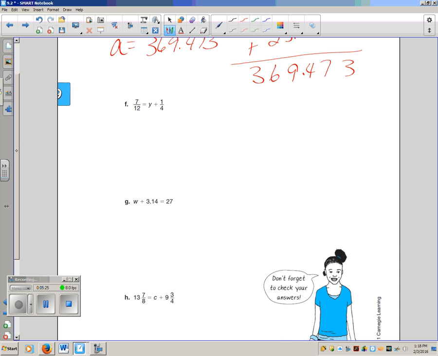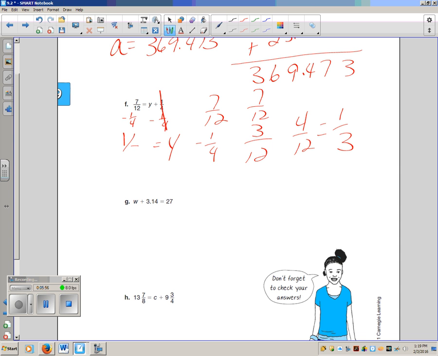F, 7/12 equals y plus 1/4. The opposite of plus 1/4 is minus 1/4. Positive 1/4, negative 1/4, nothing. So that's going to equal y. So 7/12 minus 1/4. Find your common denominator. I'll give you 3/12. 7/12 minus 3/12 is 4/12. Hey, let's reduce. 1/3. 1/3 equals y.